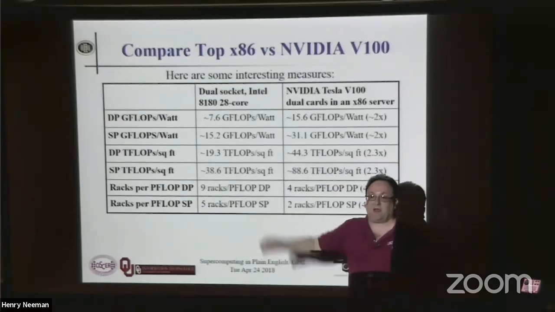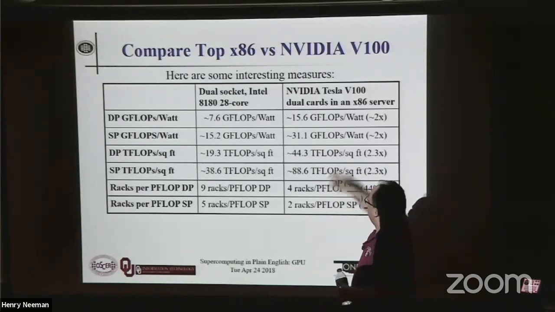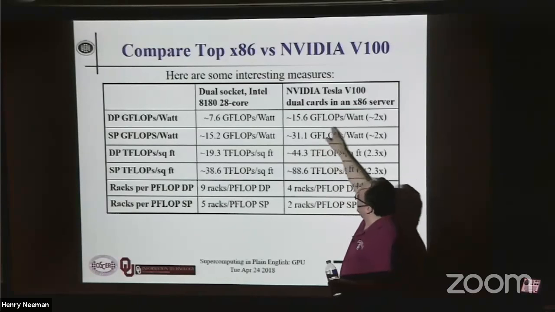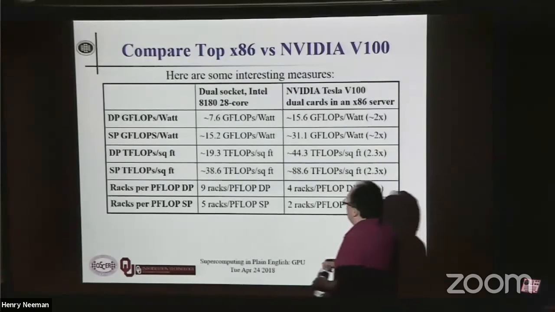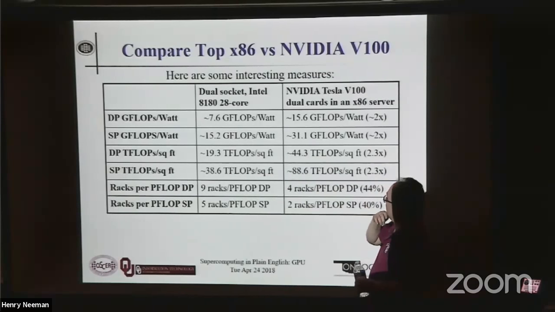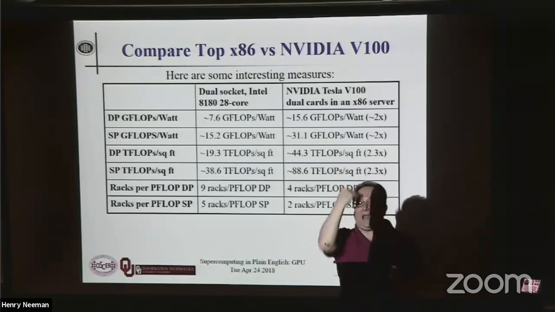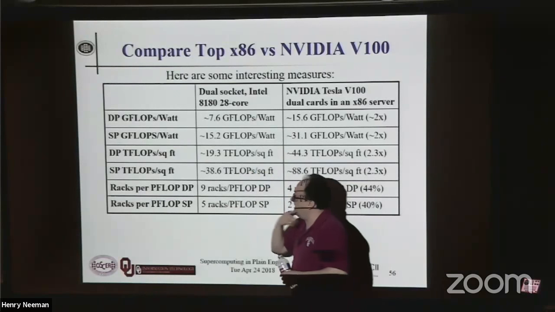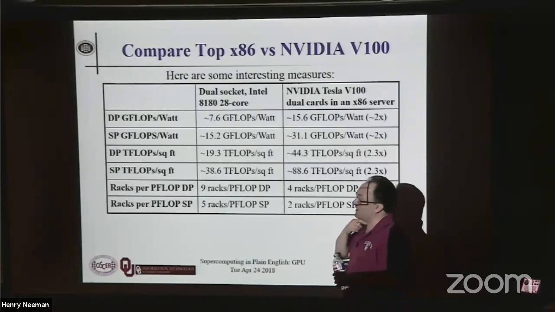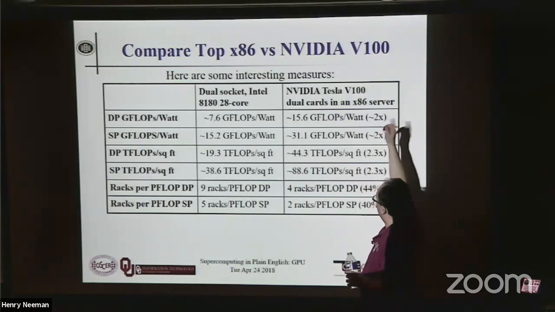All right, so if you've just got a server with a couple of high-end chips in it, you're only getting about 7.5 billion calculations per watt. But if you've got that server and you put a couple of accelerator cards in it, you roughly double that. That's pretty intense. Same thing with the single precision, it's not very interesting. But even more interesting is, what if you have a rack full of this stuff? So I did a calculation on that. 19 trillion calculations per second per square foot of floor space, or 44 if I've got the accelerator. So not quite 2.5 times as much.